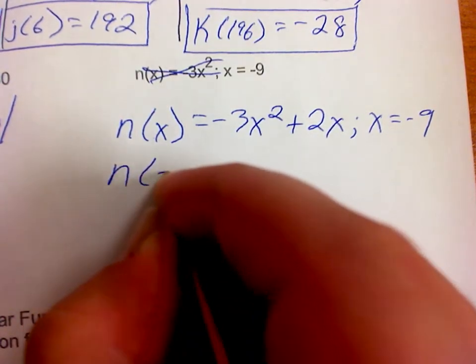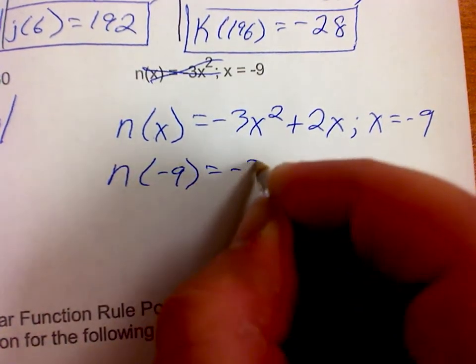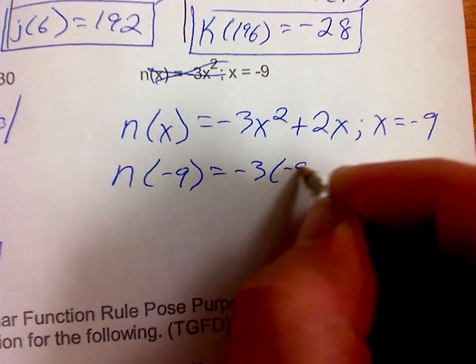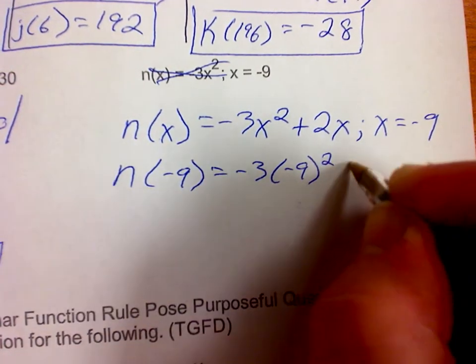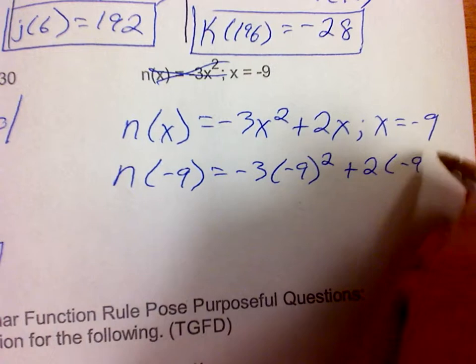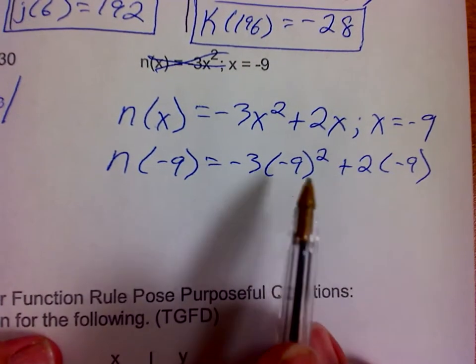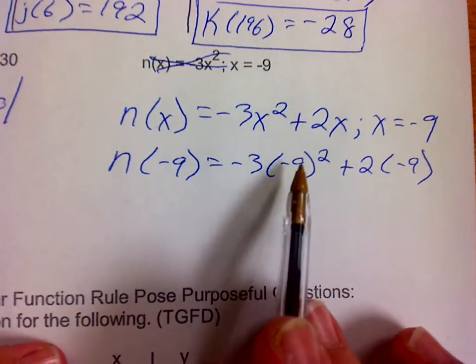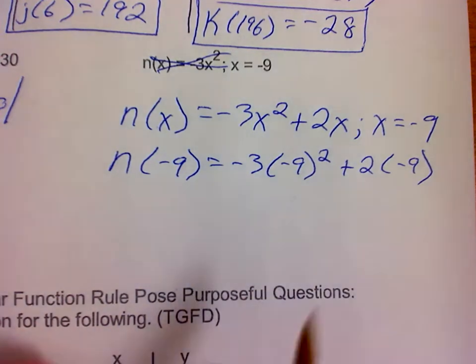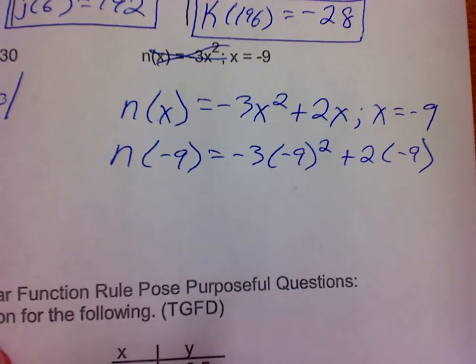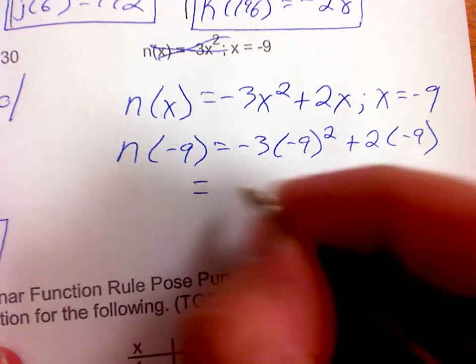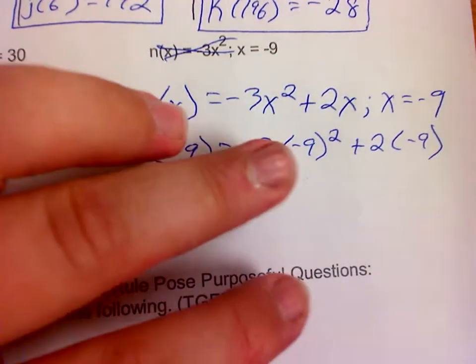We end up with n of negative 9 is equal to negative 3. There's an x, so we're going to put a negative 9 in there, squared, plus 2 times negative 9. Every time I plug in a value, it might be helpful for some people to put it in parentheses so they know where all the locations are that they've plugged in negative 9.